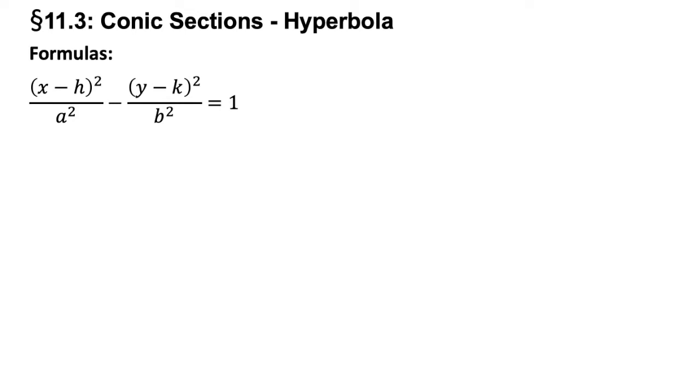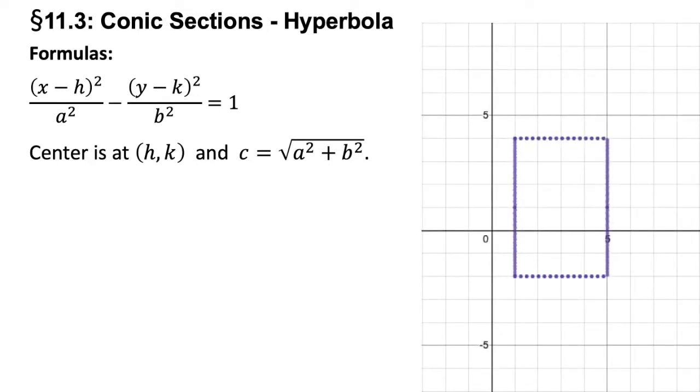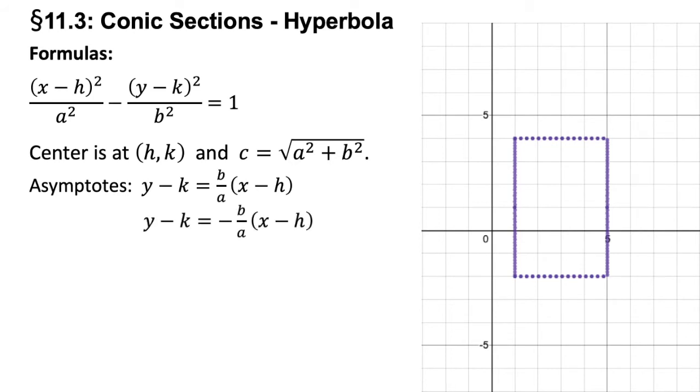A hyperbola in the standard form, where the x squared term is positive and the y squared term is negative and it equals 1, is centered at (h, k), and c is found by the square root of a squared plus b squared. We use the center and count a units to the left and right and b units up and down and draw a dotted rectangle. Asymptotes have slopes of b over a and negative b over a and are shifted h units horizontally and k units vertically. We graph the asymptotes with dashed lines.